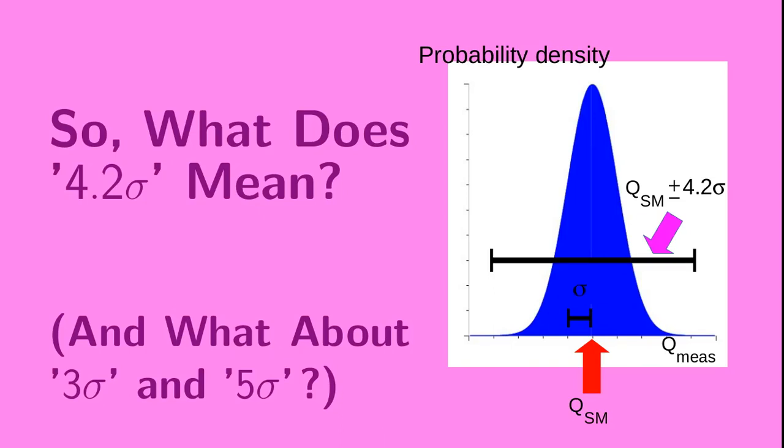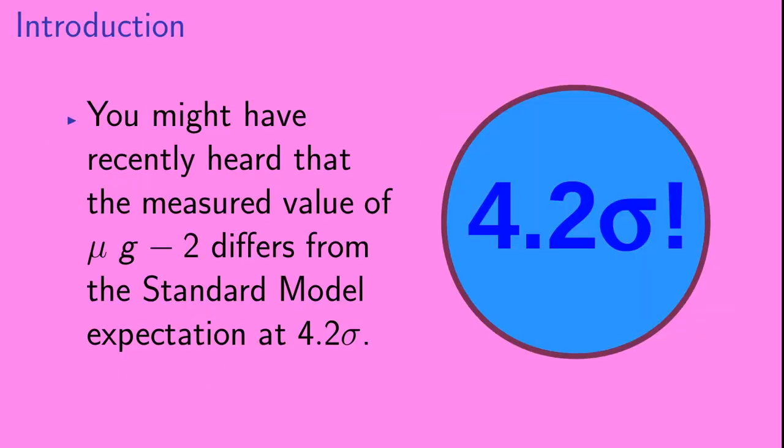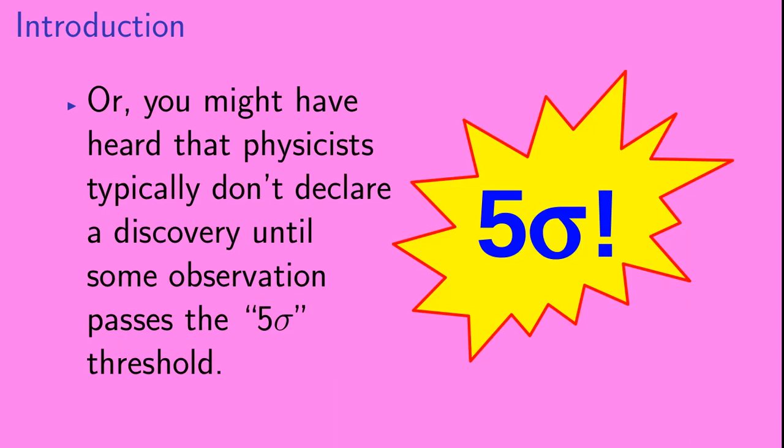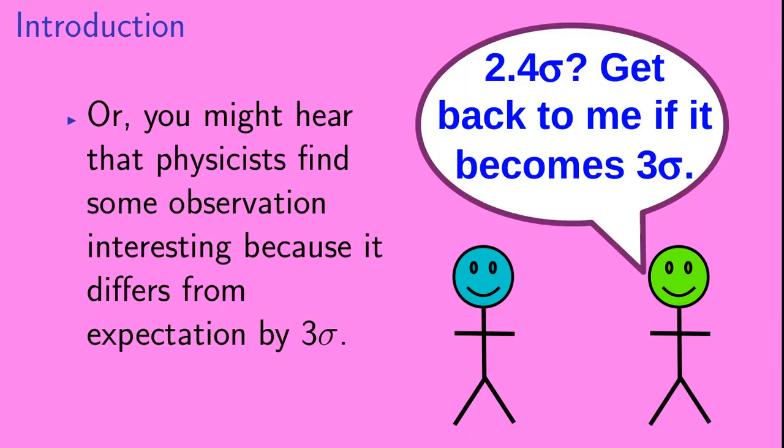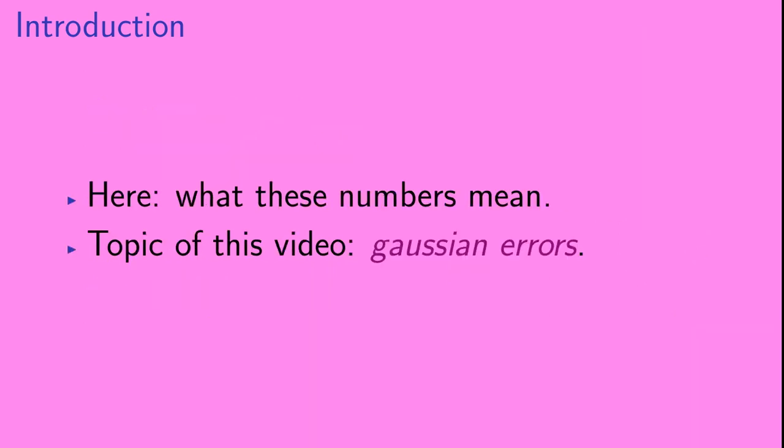Hi. So, what does 4.2 sigma mean? You might have recently heard that the measured value of muon g minus 2 differs from the standard model expectation at 4.2 sigma. Or you might have heard that physicists typically don't declare a discovery until some observation passes the 5 sigma threshold. Or you might hear that physicists find some observation interesting because it differs from expectation by 3 sigma. So here we're going to talk about what these numbers mean.